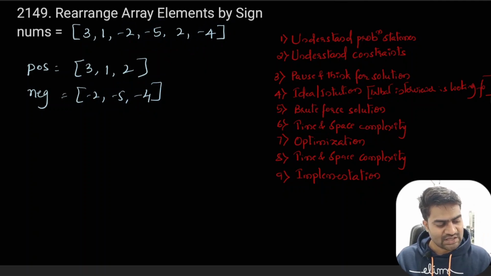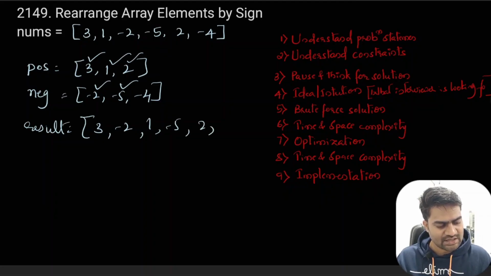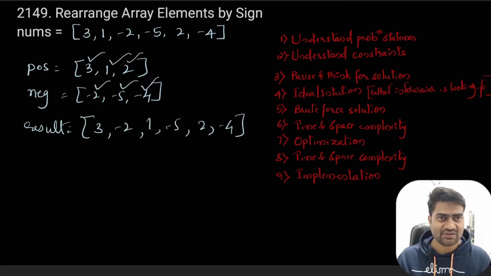Okay, now I will take a result array. Then I will take one number from the positive array and another number from the negative array. So 3, -2, then 1, then -5, 2 and -4. So this is pretty much straightforward.